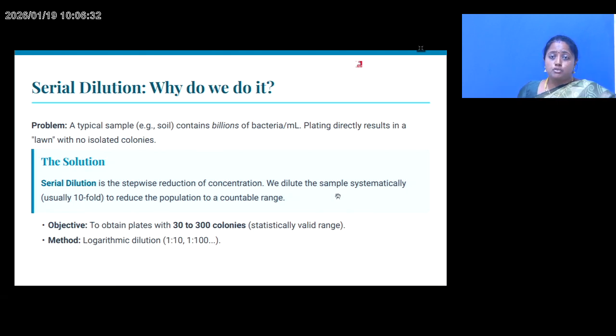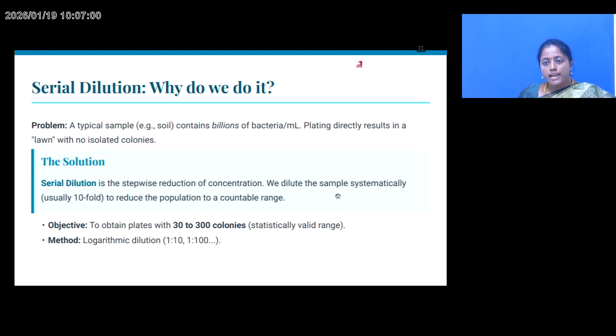Before that, we are going to serially dilute the concentration of the available microorganisms using the serial dilution technique. A typical sample, either solid or liquid, water, soil, anything, contains billions of bacteria per ml. Plating the sample directly results in a complete lawn, and we can't isolate a single colony from it. So we have to perform serial dilution, which is the stepwise reduction of the concentration of the microbial population.